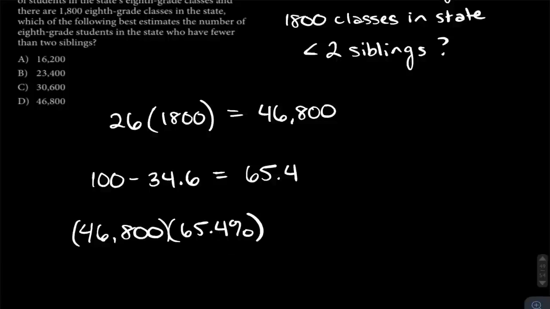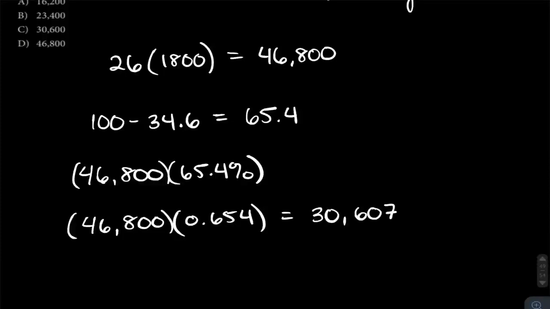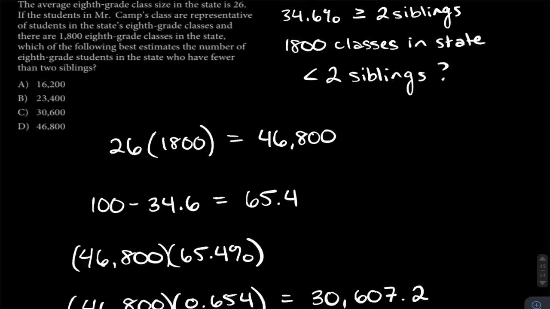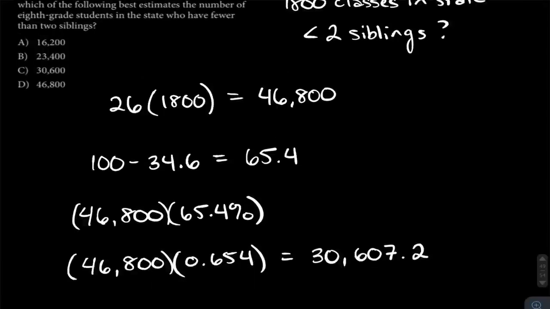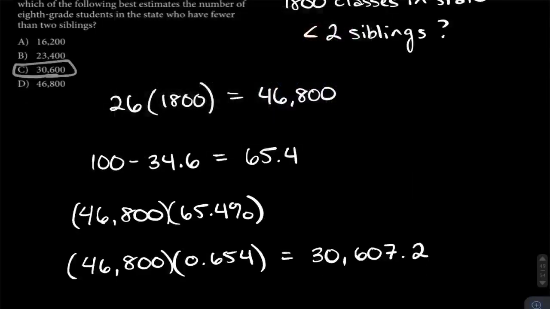Remember, this is a percent. You're not just multiplying 46,800 by 65.4. You need to convert that to a decimal. So we put in our calculators 46,800 times 0.654, and in doing that, we get 30,607.2. Now notice this number is kind of gross looking, so what they do in this question is they just say estimate it. So our answer is going to be 30,600, which is the closest to our answer.